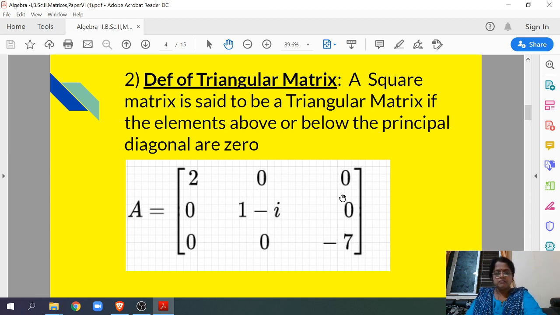Now we will see the definition of triangular matrix. A square matrix, which means the number of rows should be equal to the number of columns, is said to be a triangular matrix if the elements above or below the principal diagonal are 0. Consider this matrix A. The principal diagonal is this, which contains the numbers 2, 1 minus i and -7, and you can see that the numbers which are above the principal diagonal and below the principal diagonal are 0, and therefore A is a triangular matrix.